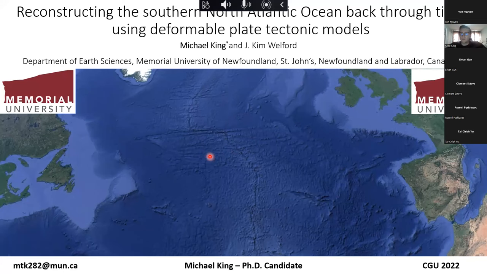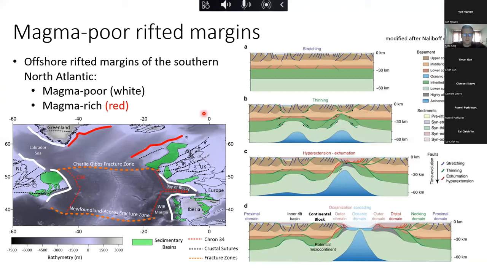So the main tectonic regime of interest are rifted margins. And if we think about the way that we classify rifted margins based on their morphology, we can usually subdivide them between being either magma poor or magma rich. The rifted margins of the Southern North Atlantic that I'm going to be talking about today are generally magma poor. So if we have a look at the map here on the left-hand side, one of the margins I'm going to be talking about quite a bit today is the Newfoundland margin, shown on the western side of the Atlantic right here. If we go across the Atlantic Ridge and onto the European side of things, we're also going to be talking about the Irish margin.